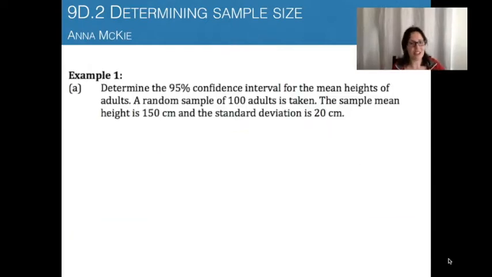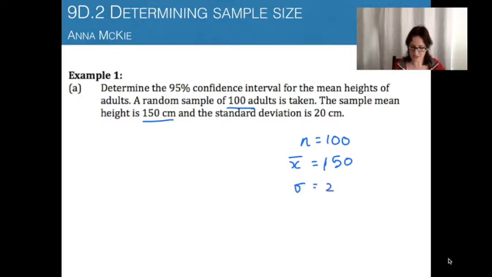Some examples here. Have your calculator ready to determine a 95% confidence interval for the mean heights of adults. A random sample of 100 is taken. Whenever I see information like that, I like to write it out straight away. The sample mean is 150. And what's the symbol that we use for that? We're going to use X bar because it's a sample mean, not mu, because that would be a population mean. And the standard deviation sigma is 20.